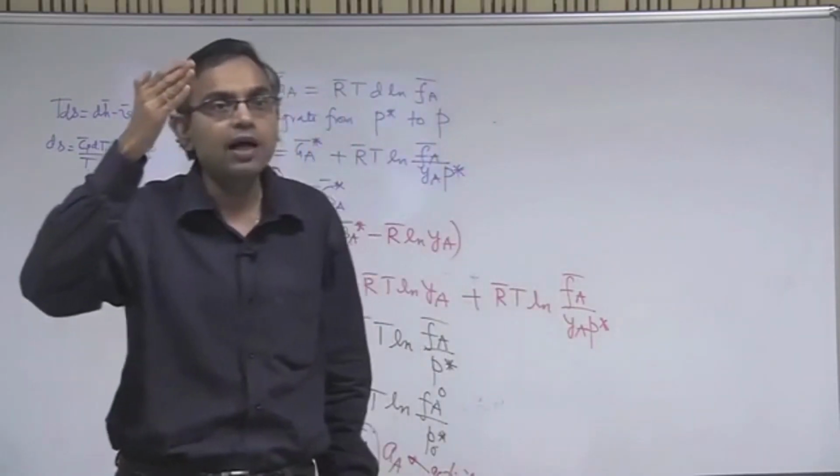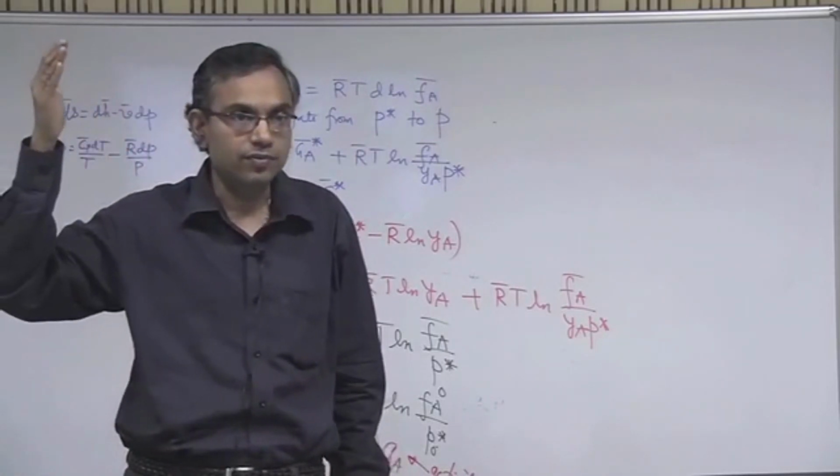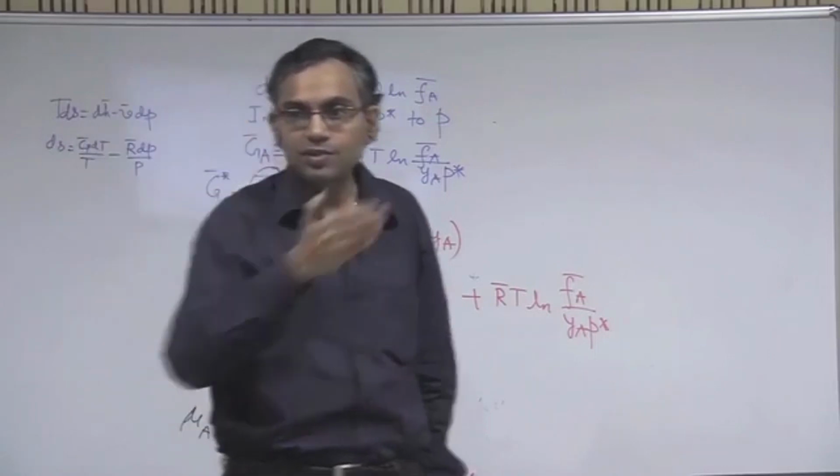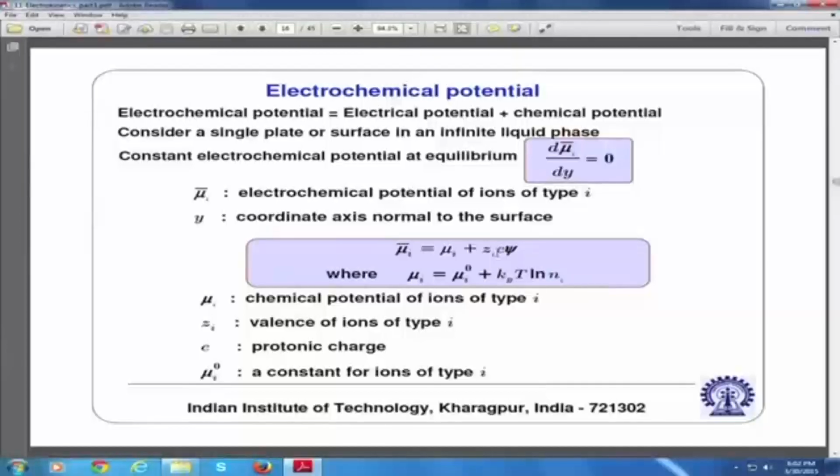At the shear plane it becomes the zeta potential, and outside the electrical double layer it becomes 0. So you have a distribution of psi as a function of y. So when you have that, then basically the electrochemical potential, the electrical potential part, that is also a function of y. So what is the total potential?